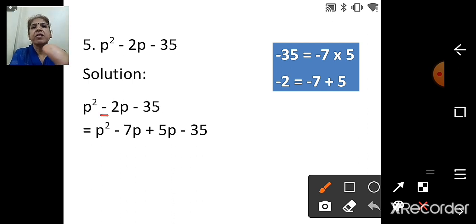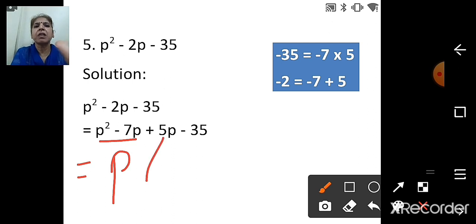Now the middle term minus 2p is split into minus 7p plus 5p. So we are writing it in 4 terms: p square minus 7p plus 5p minus 35. Now you know what you are going to do? Make pairs, and from each pair find the common factor. From here, p is common. Uncommon will come in the bracket: p, sign minus 7.